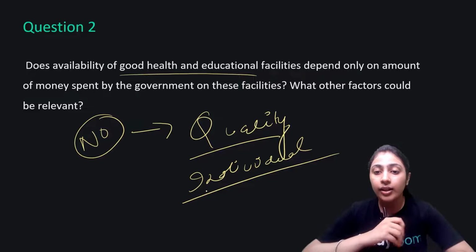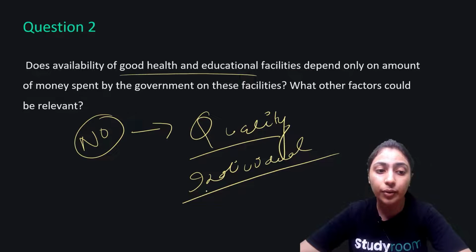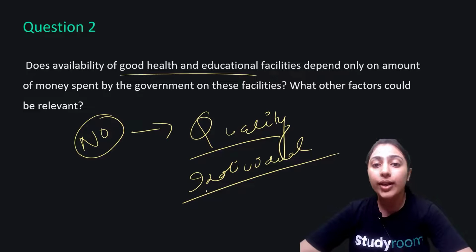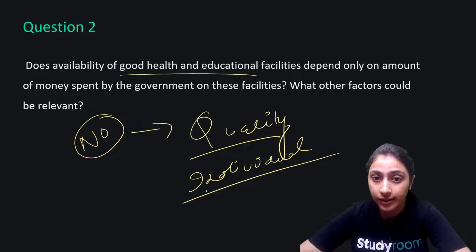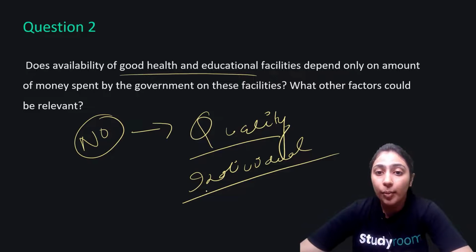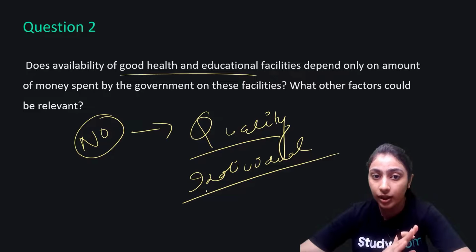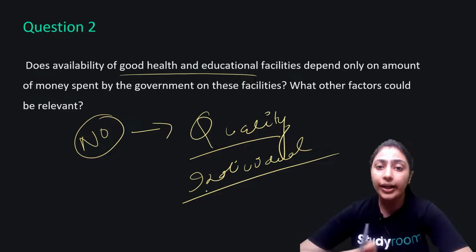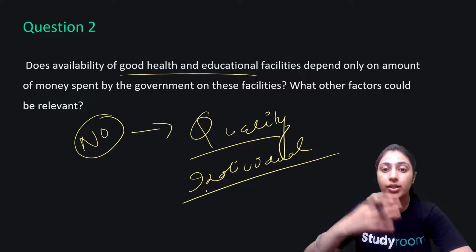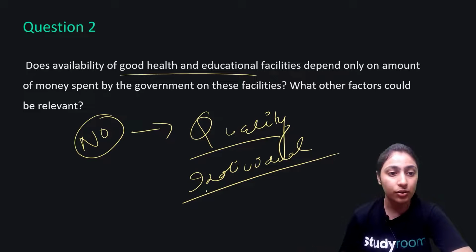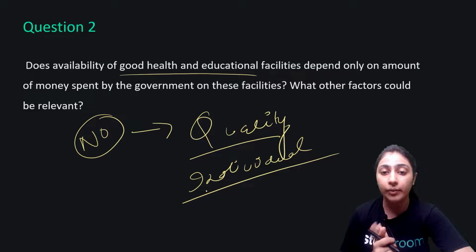Now the second thing they are asking is, what other factors could be relevant? You can include that the government can build a park, but what if nobody goes there? Or what if vice versa happens, you want to go to the park but there is no park? The government is paying the laborers, but what if they are not building the park? So quality is also there, which depends on every Indian citizen. We cannot blame the government entirely for that.